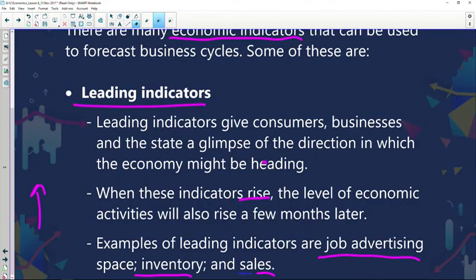So these are some of the indicators that we can use in order to determine the direction that our economy will most likely take in the next few months. If you're studying economics, it's important that you get familiar with these indicators, because we need to be able to give some perspective in terms of what we think will happen in the economy and also in economic activities.